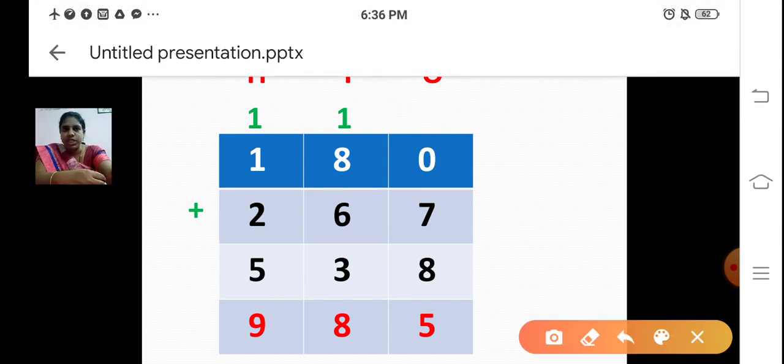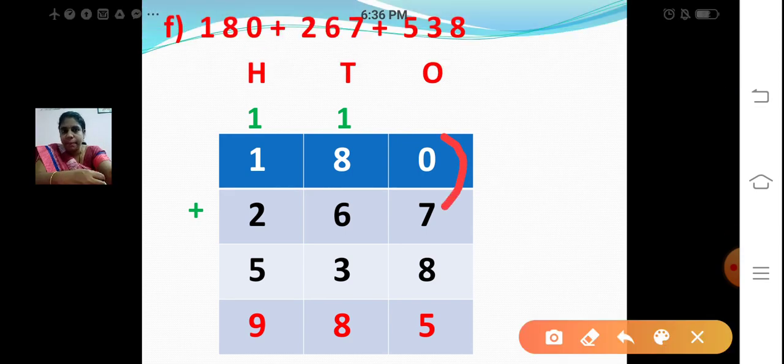So first you have to add the ones place. 0 plus 7 is 7. 7 plus 8 is 15. So write 5 here. Carry over the 1 to the tens place. Now add the tens place. 1 plus 8, 9. 9 plus 6, 15. 15 plus 3, 18. It's a 2-digit number. Write 8 in the tens place and carry over 1 to the hundreds place.